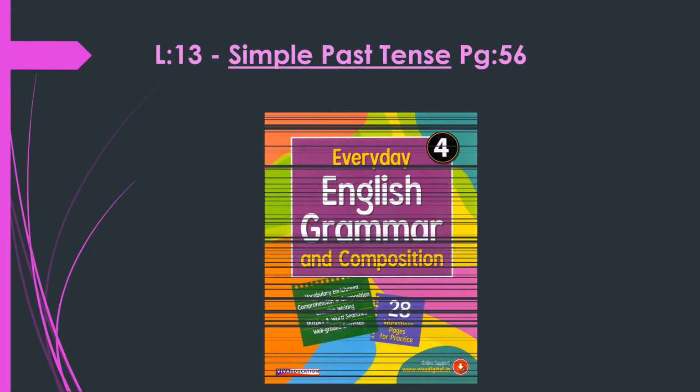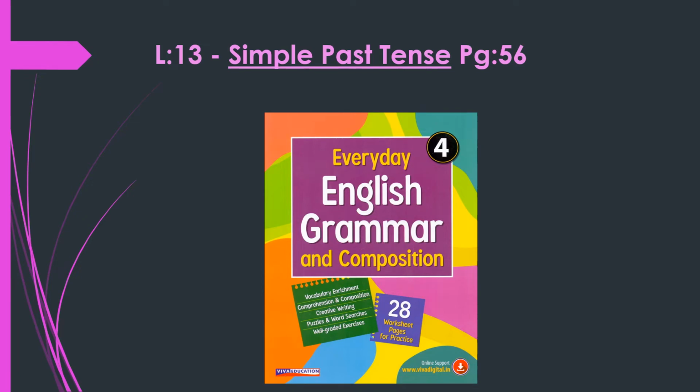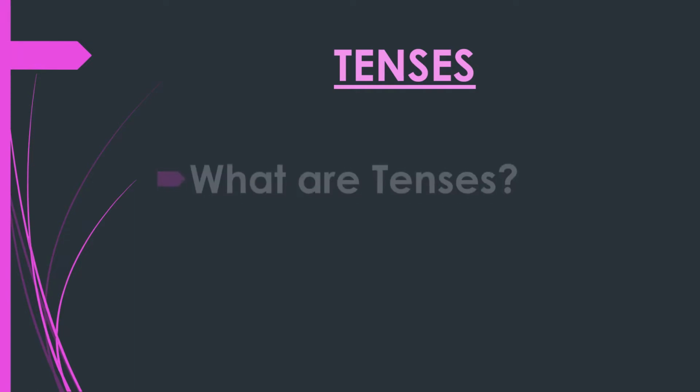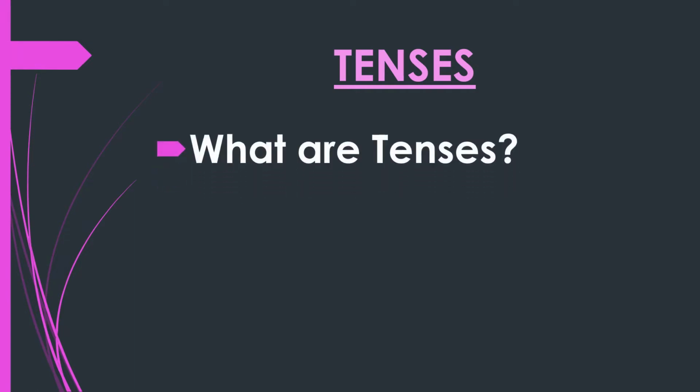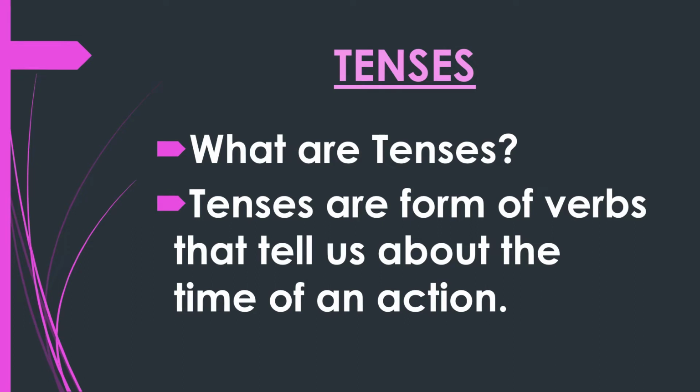To start with, I want you to take out your grammar book, that is Everyday English Grammar and Composition. In this book, I would want you to refer to page number 56. On page 56, you will find simple past tense. So let's go ahead and see what past tense is all about. If you remember, I told you what tenses are. Let us do a quick recap. Tenses are a form of verbs that tell us about the time of an action.